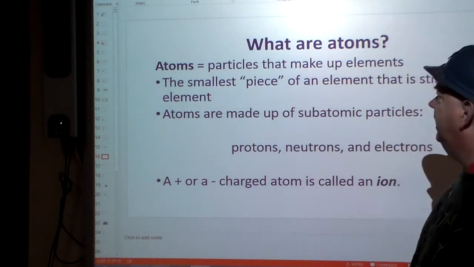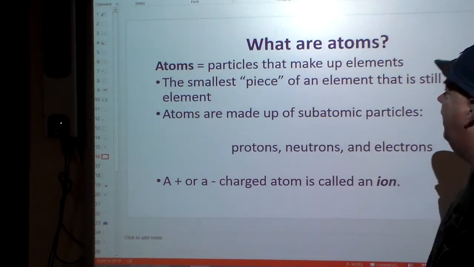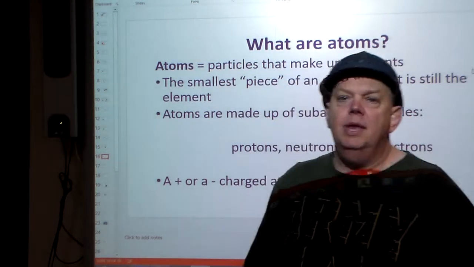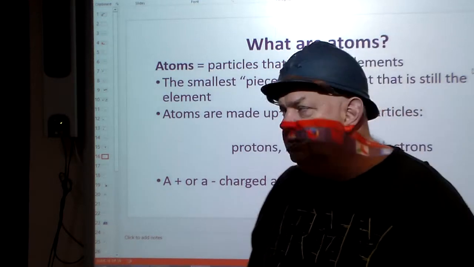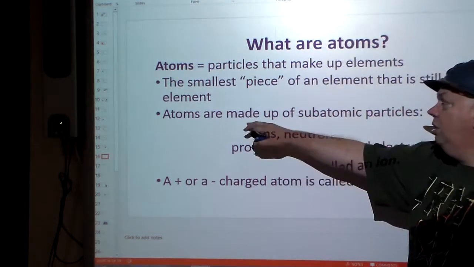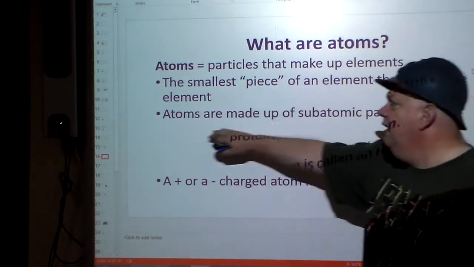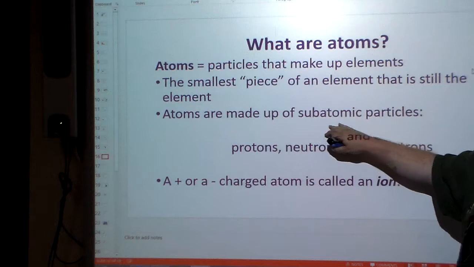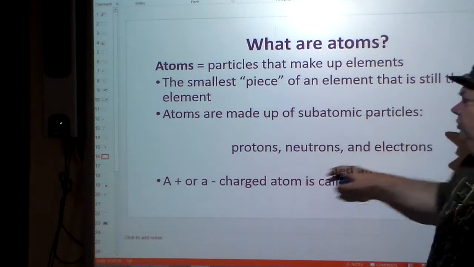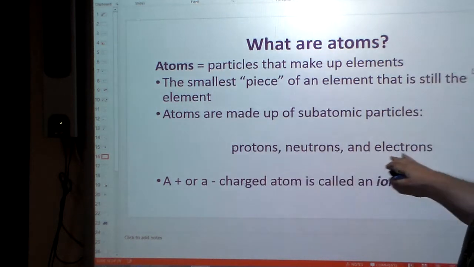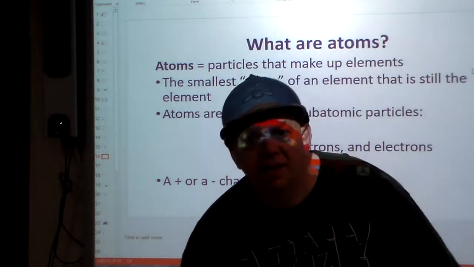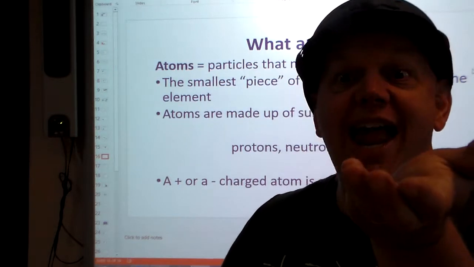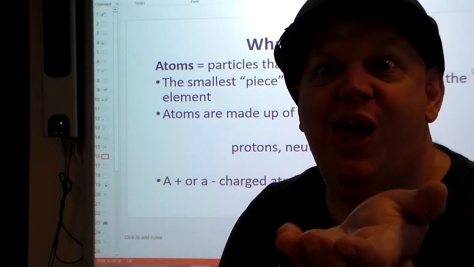But again, okay, we got that. What are atoms exactly? Well, atoms are the particles that make up the elements. It is the smallest piece of an element, and we can still call it an element. Okay? Now, there are smaller particles than the atoms. They are made up of subatomic, that means smaller than atoms, particles. Protons, neutrons, and electrons. We cannot take a gold atom, break it, and get a gold proton.